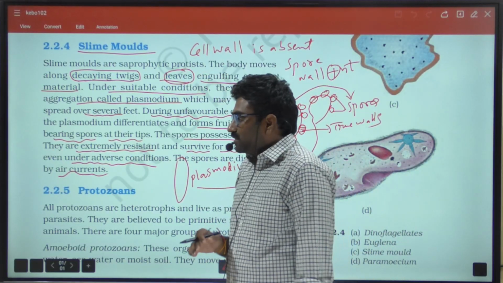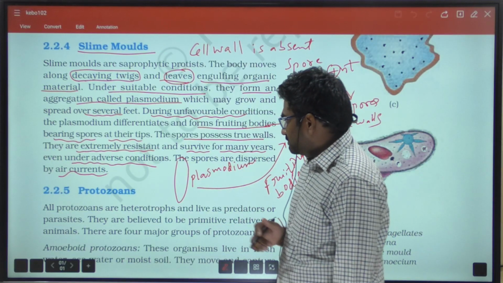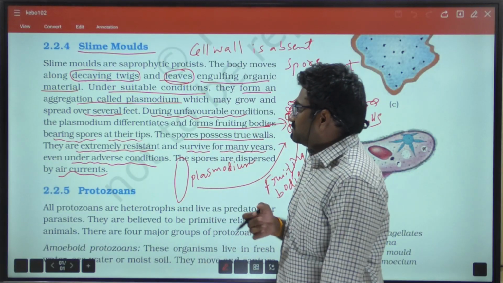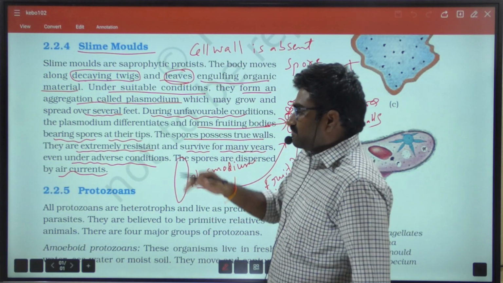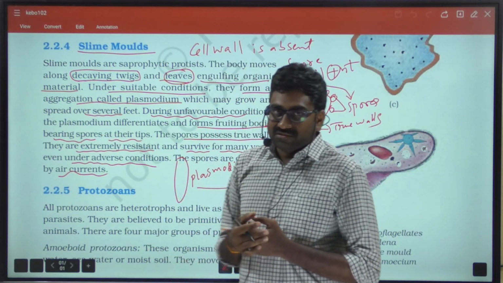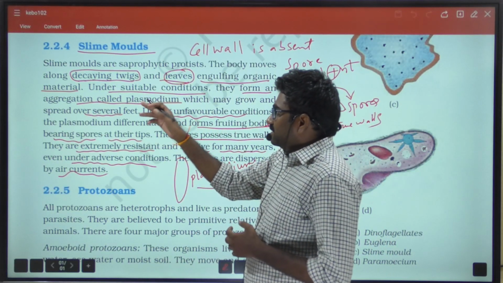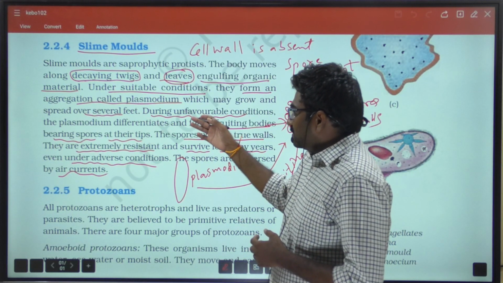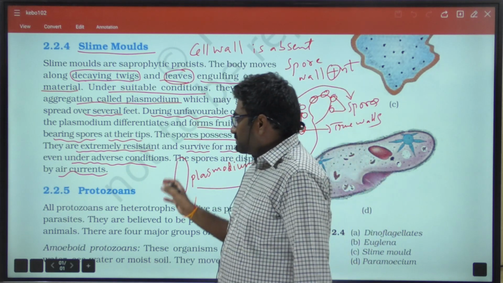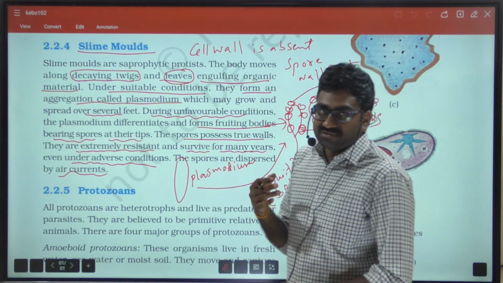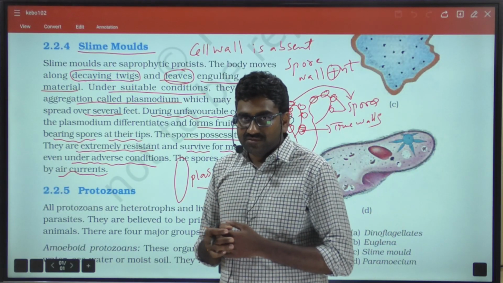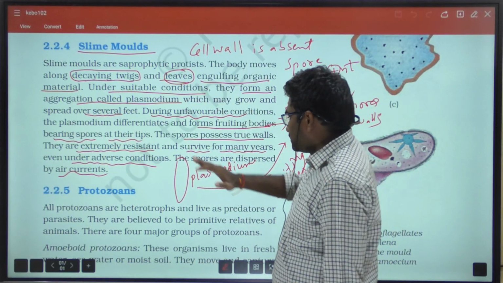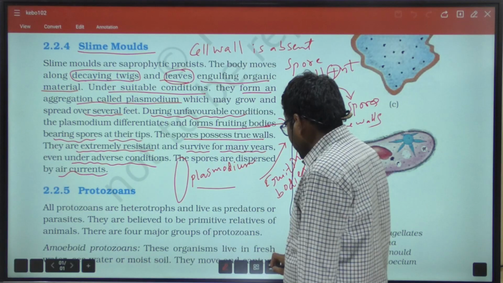So it is a 2 marks question in this chapter, right? And also it is important from the MSET as well as NEET point of view. So remember the points, that is, under favorable conditions, under unfavorable conditions. Under favorable conditions, it forms plasmodium, which grows over several feet. Under unfavorable conditions, plasmodium differentiates into fruiting bodies. They possess spores. Spores contain true walls. Due to the presence of true walls, it can survive in extreme conditions. The spores are dispersed by air currents.